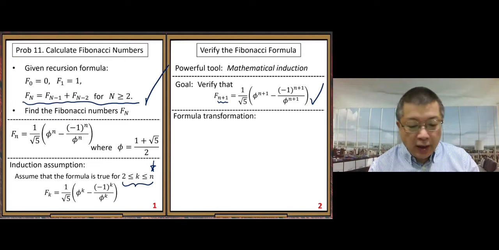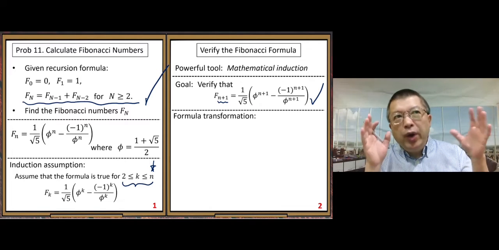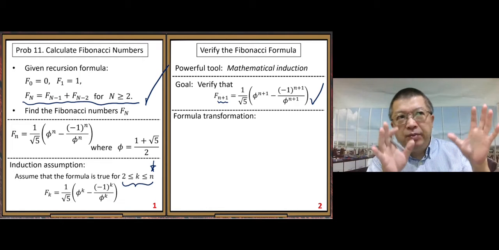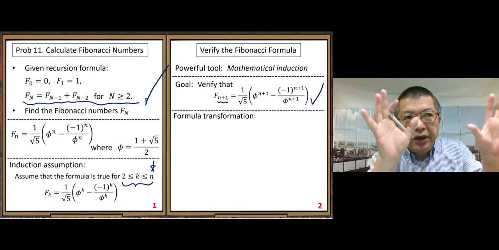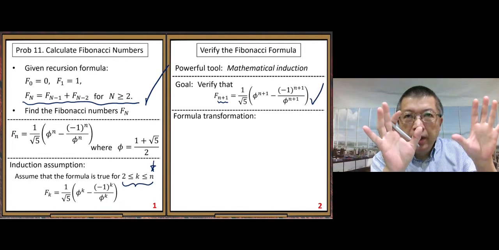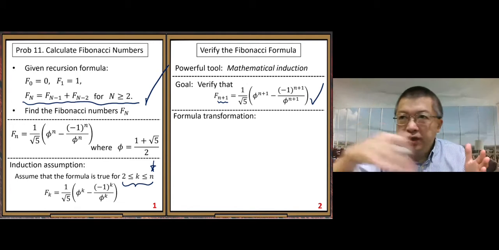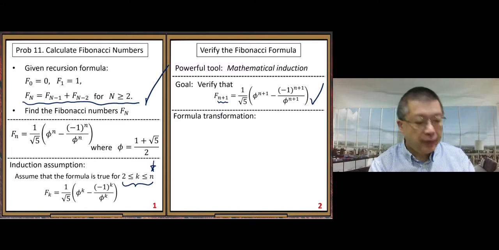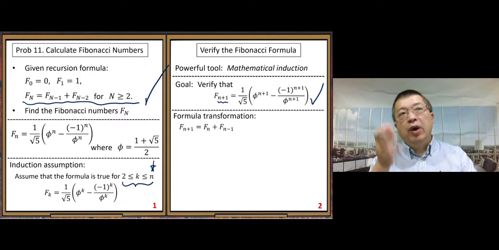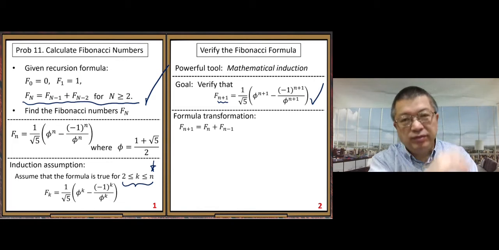So let's do the formula transformation. To do it, we need to set up, because we need to work on some specific things, right? So we need to get that part. Let me show you. When we start, we apply the recursion formula for problem size n plus 1. So we have this version.